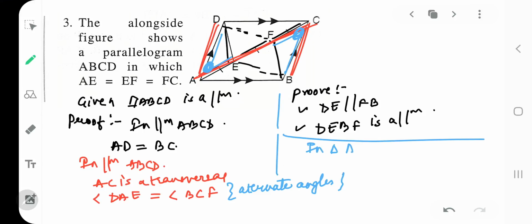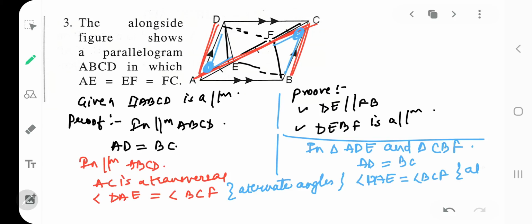Now I'll take triangle ADE, look at the figure, and triangle CBF. AD is equal to BC, opposite sides of a parallelogram. Angle DAE is equal to angle BCF, which we have just proved because they are alternate angles. And AE is equal to FC, which is given. So hence this triangle which I am marking blue, they are congruent.